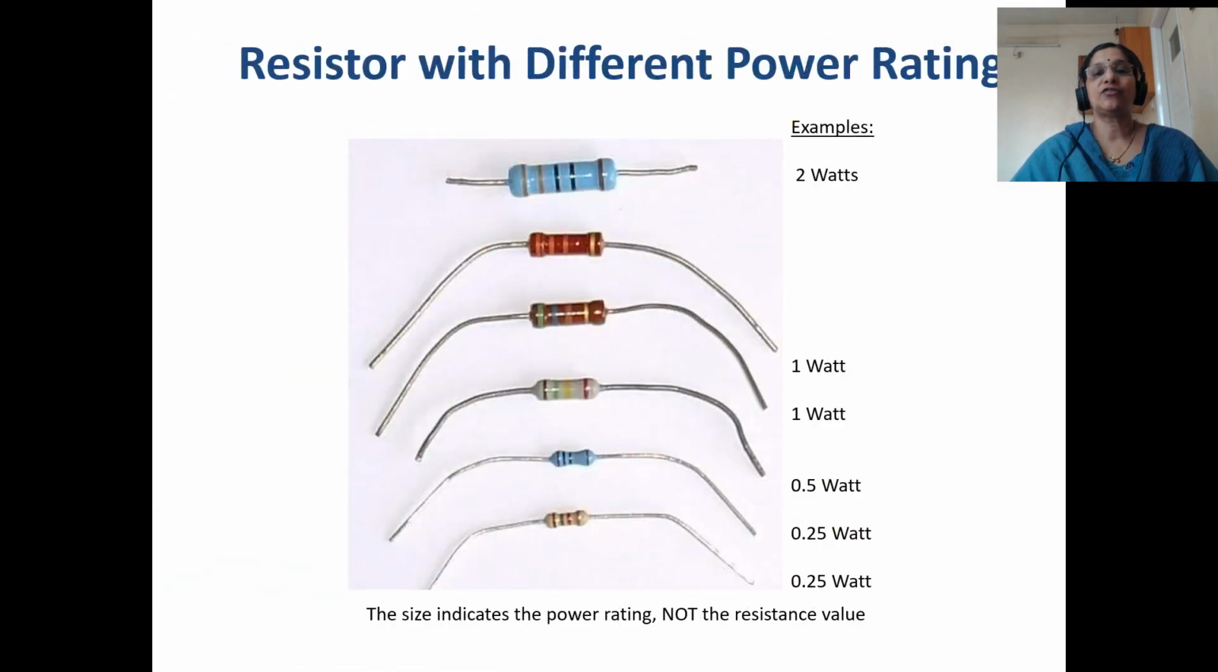The physical size of the resistor gives us an indication of its power rating. The power rating tells us how much maximum current can flow through the resistor without damaging it.